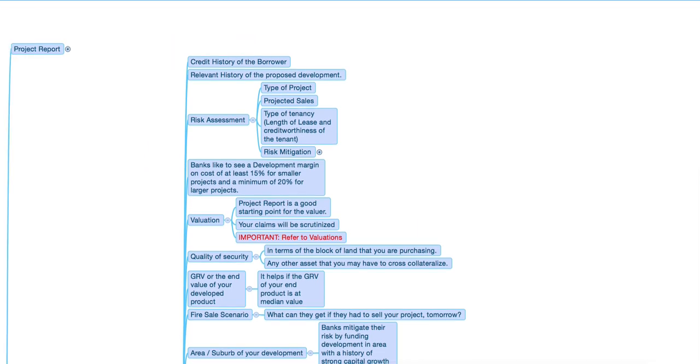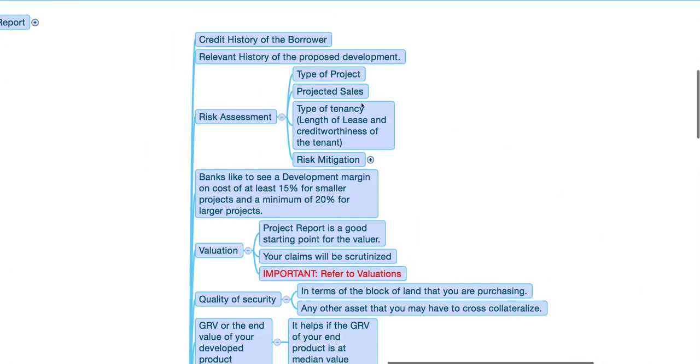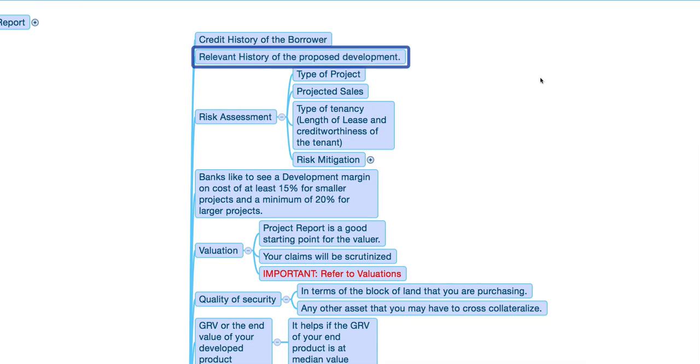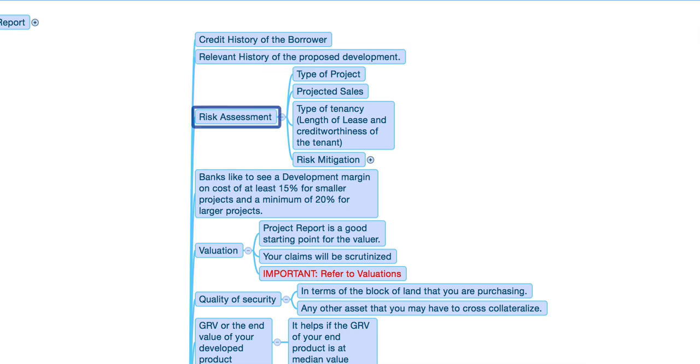First of all, they're looking for your credit history. They're also looking for relevant history or proposed development. So I don't know if you bought the project from somebody, or how long the project was in the market for, and so on. They want to do their own risk assessment, in the sense of what type of project it is, what the projected sales are, and if you've got any lease agreements.